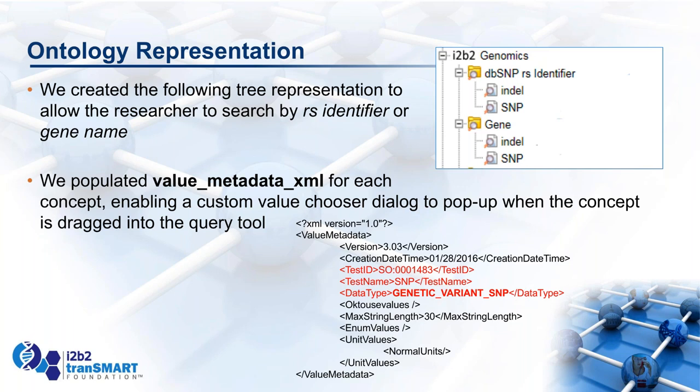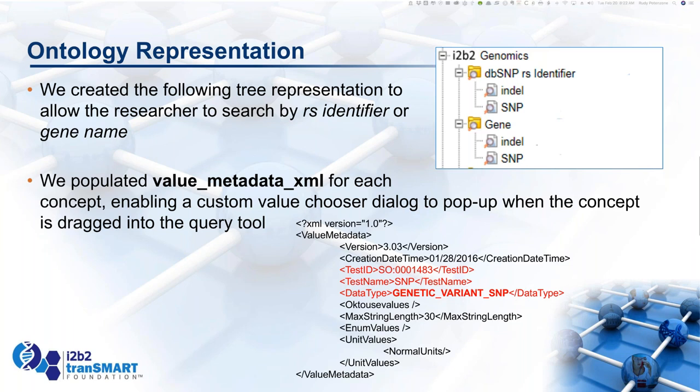The crux of how this works is that behind each folder, or one of the leaf nodes in the ontology tree, we populated the value metadata XML. For those familiar with how i2b2 lab values work, you would have a snippet of XML that describes some of the lab values. This is where you would define your highs and lows for that lab, et cetera. So we're using this to tell the i2b2 web client that when you drag over one of these special types of concepts into your query tool, you're going to see a custom screen that will capture additional metadata for your query.